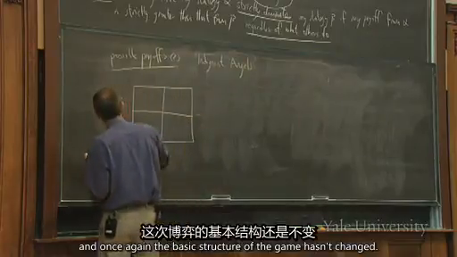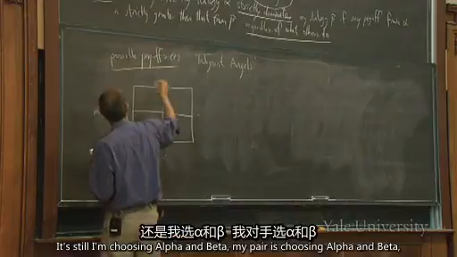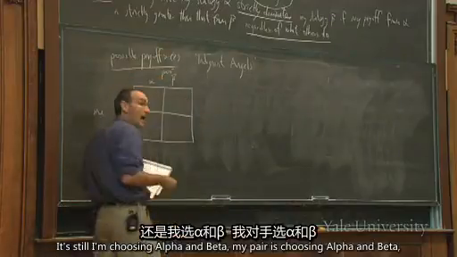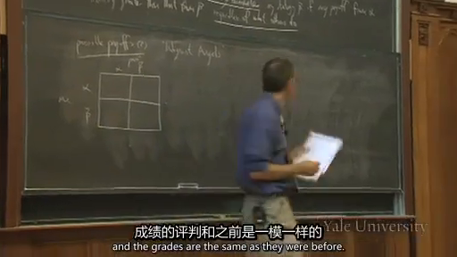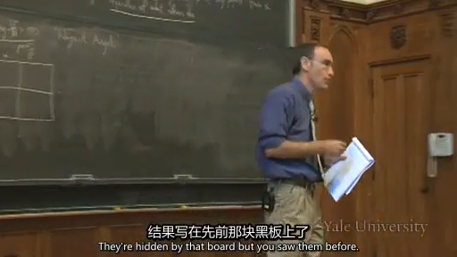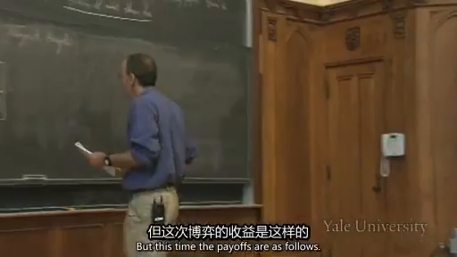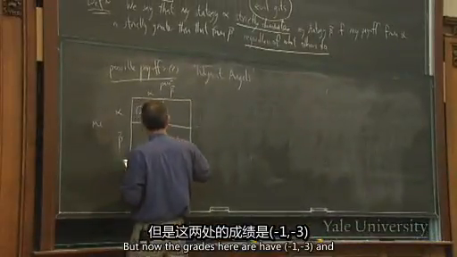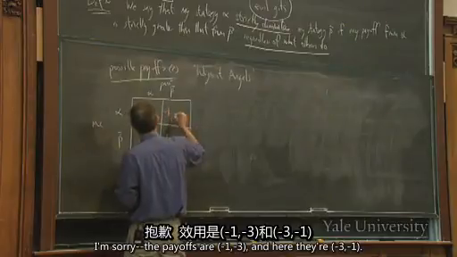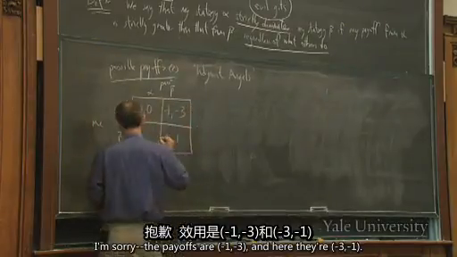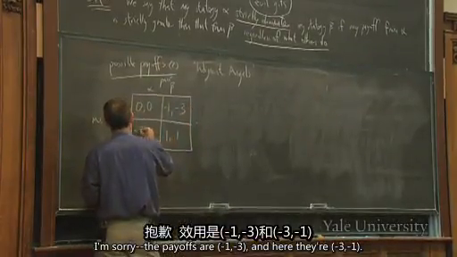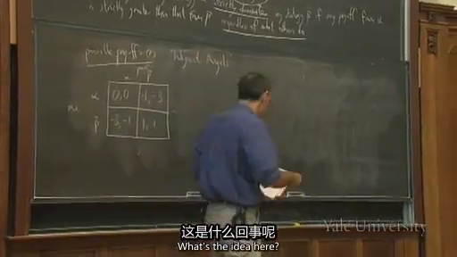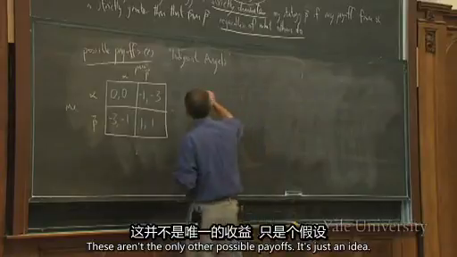And once again, the basic structure of the game hasn't changed. It's still, I'm choosing alpha and beta, my pair is choosing alpha and beta, and the grades are the same as they were before. They're hidden by that board, but you saw them before. All right? But this time, the payoffs are as follows. On the lead diagonal, we still have 0, 0, and 1, 1. But now the payoffs are -1 and -3. And here, they're -3 and -1. And what's the idea here? These aren't the only other possible payoffs, it's just an idea.